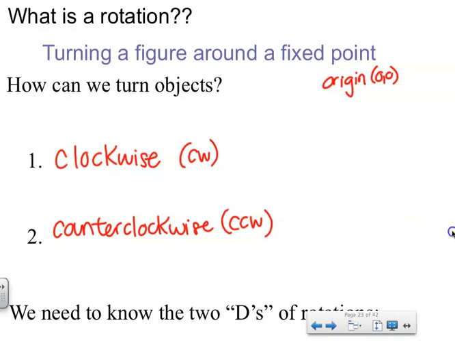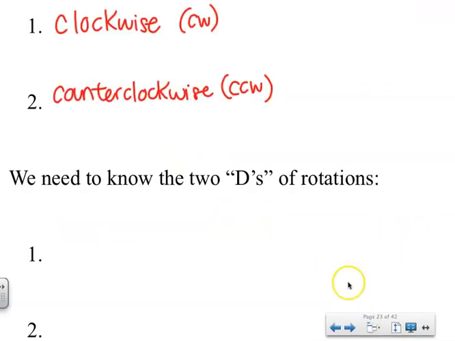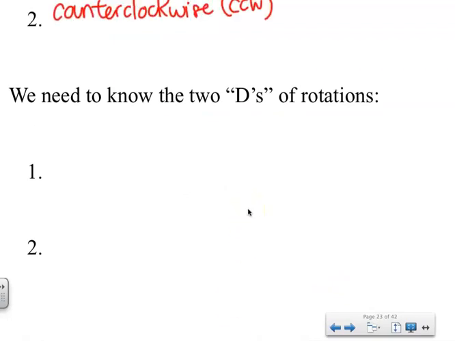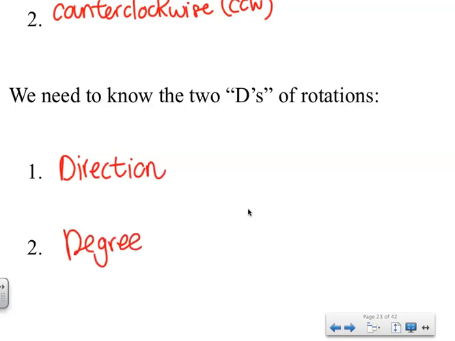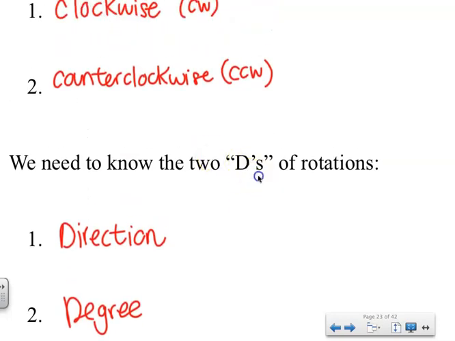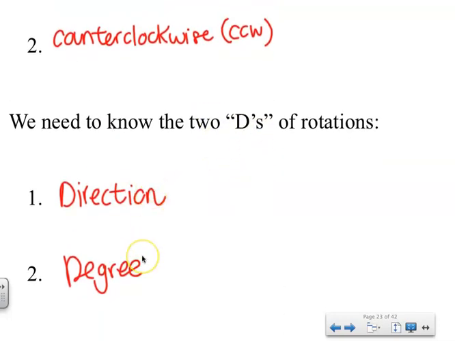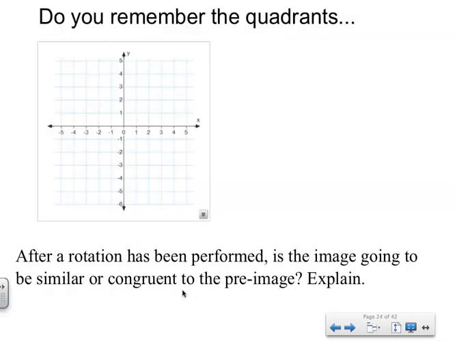Okay, you need to know the two D's of rotations. So we've got double D's, and they are direction and then degree. I need to know if you went clockwise or counterclockwise for direction, and then I need to know the degree. So was it 90, was it 180, was it 270 degrees? Okay. All right, do you remember the quadrants?